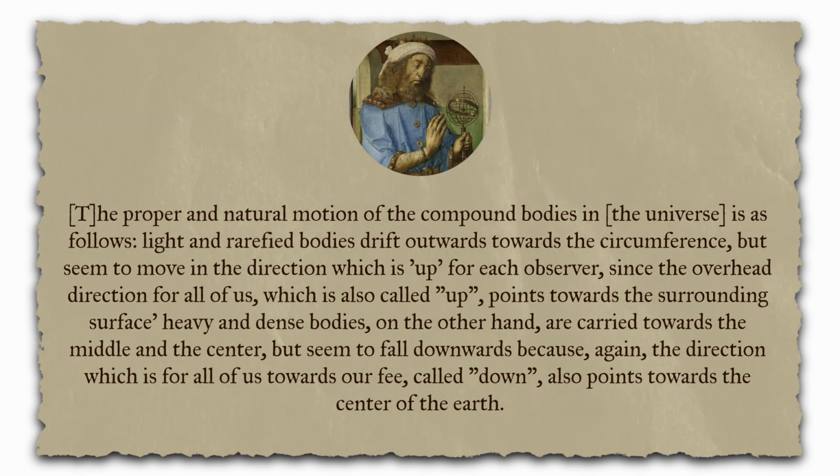He states that light and rarefied bodies drift outwards towards the circumference, but seem to move in the direction which is up for each observer, since the overhead direction for all of us, which is also called up, points towards the surrounding surface. Heavy and dense bodies, on the other hand, are carried towards the middle and the center, but seem to fall downwards because, again, the direction which is for all of us towards our feet, called down, also points towards the center of the Earth.